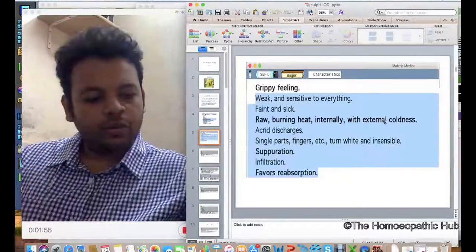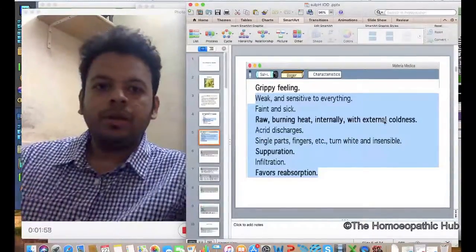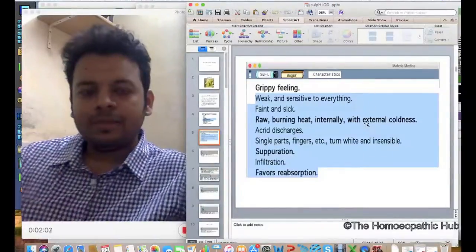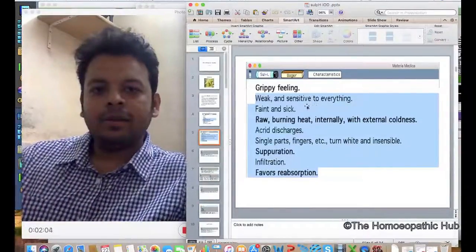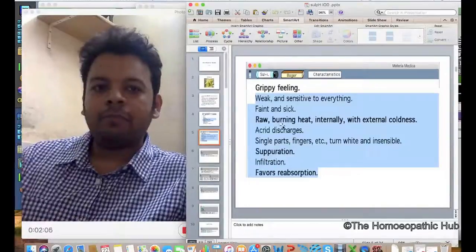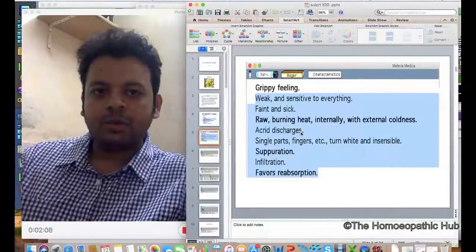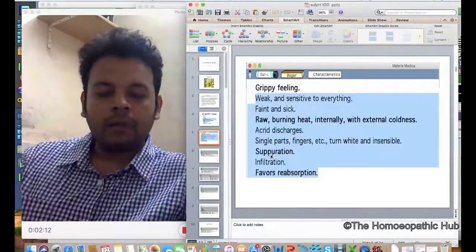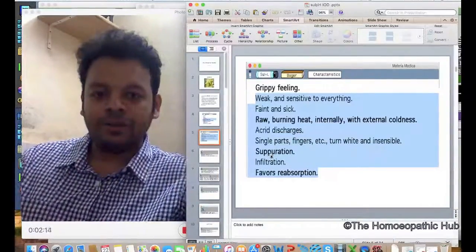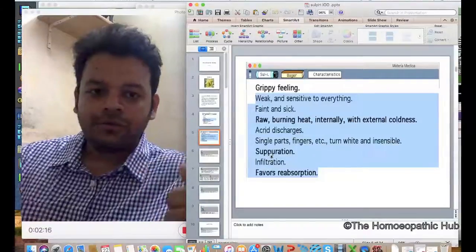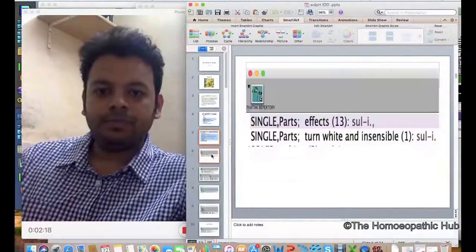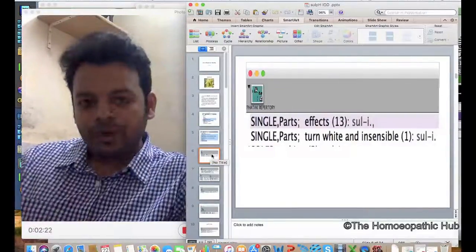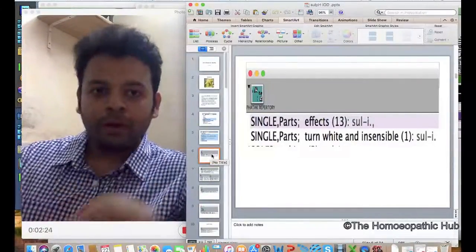The first thing I always look at is Boger. And Boger has spoken about a few things. The main symptom of sulfur iode is sensitivity and burning, where the discharge is burning, and infiltration. I would use the words chronic infiltration with suppuration, which favors reabsorption. This for me is one of the very important rubrics of sulfur iode.